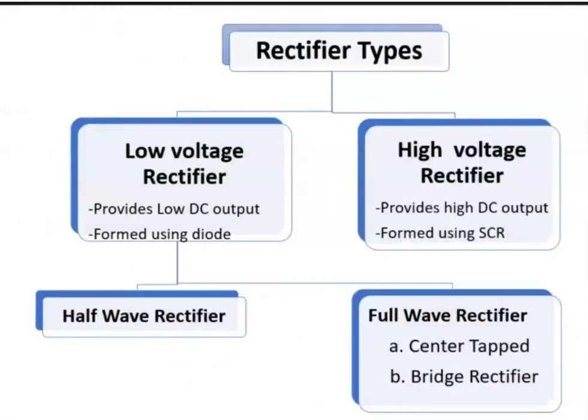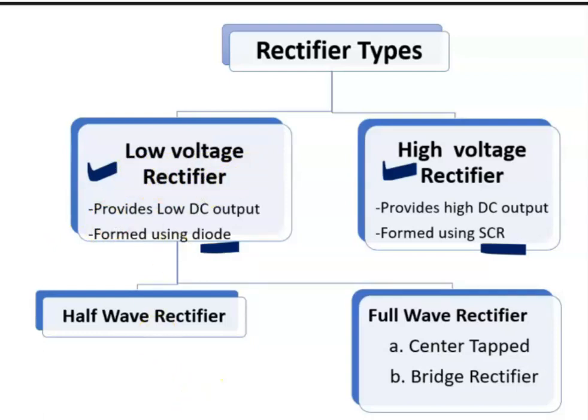Let's see what the different types of rectifier are. There are two different types of rectifier, that is low voltage rectifier and high voltage rectifier. The low voltage rectifier means the circuit which provides low DC output, whereas the high voltage rectifier provides high DC output. Basically, the low voltage rectifiers are designed using diodes, whereas high voltage rectifiers are designed using SCR. As in electronics, the requirement of DC voltage is very less, that's why we will study the low voltage rectifier.